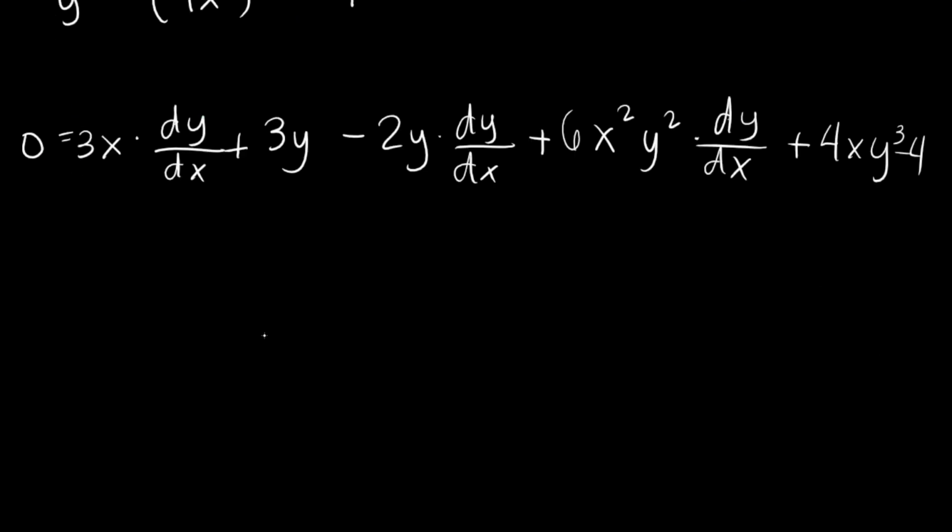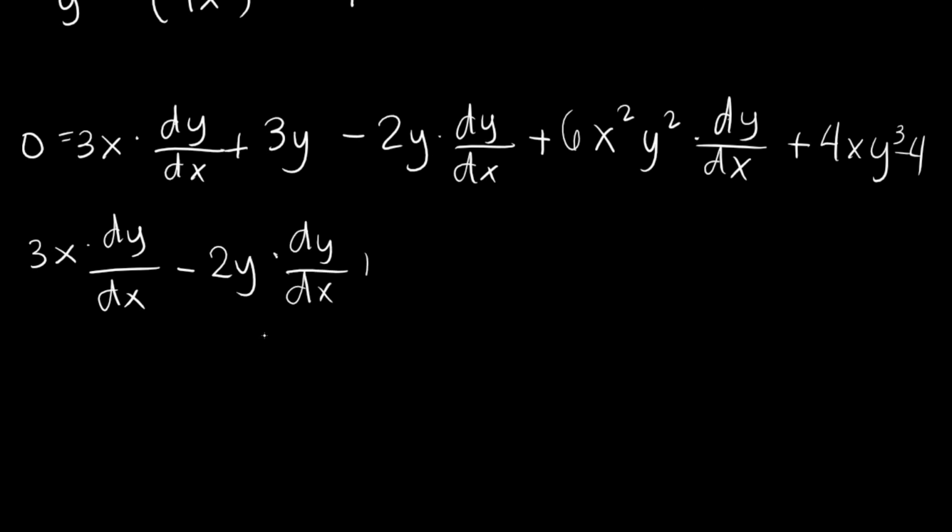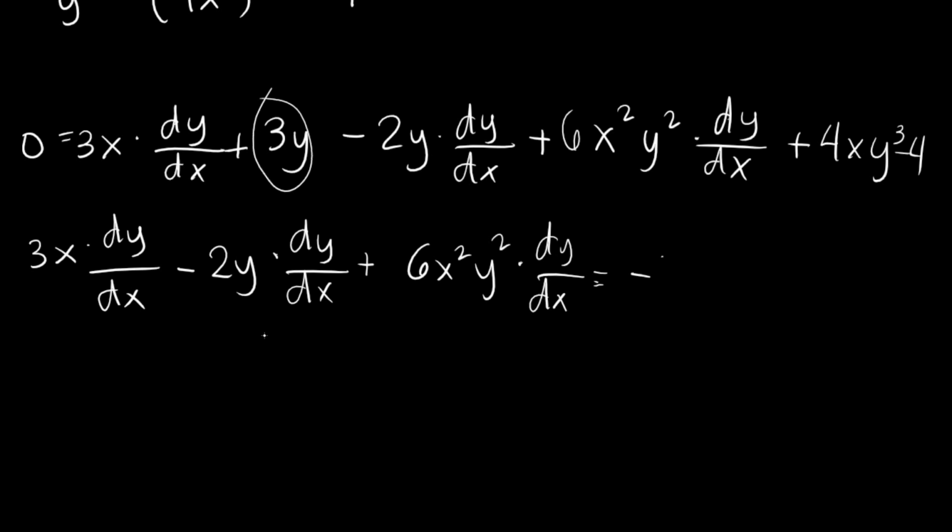Pag samasamahin natin lahat ng may dy over dx. So, 3x times dy over dx. Ano pa? Minus 2y times dy over dx plus 6x squared y squared times dy over dx. Tapos wala na. Tapos ililipat mo na sa kabila lahat ng walang dy over dx. So, ito si positive 3y magiging negative 3y. Sino pa? Itong si 4xy cube magiging minus 4xy cube. Tapos, plus 4. Yan, may negative 4 ka pa sa dulo.